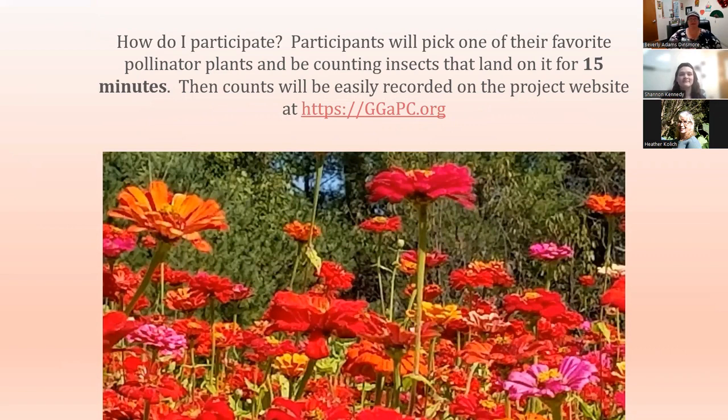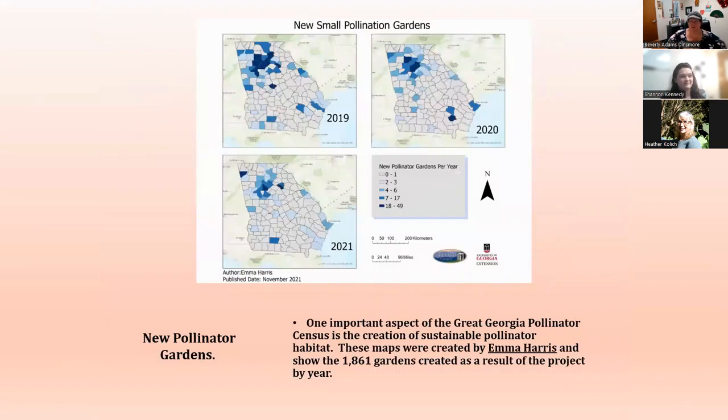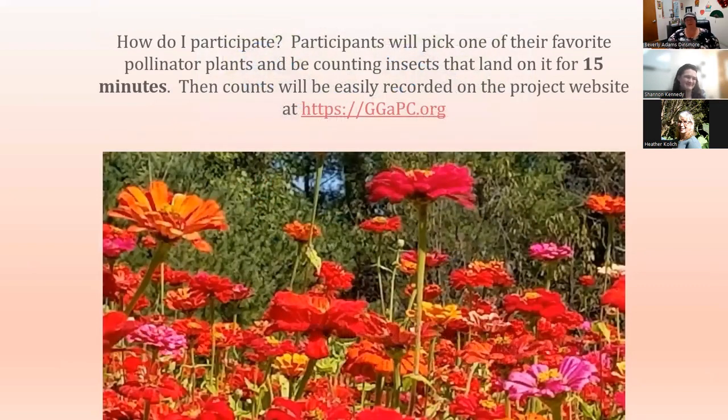How can you participate? You choose your favorite pollinator plant in your yard, and you sit there for 15 minutes and you watch that plant, and every time an insect lands on it, you count that. Then you go over to ggapc.org. You go to that website and you enter in your counts. I think you can do it all in one day, but ahead of time, go over to that website. Look at the information they have, the counting sheets, how you can identify the different pollinators, and you can register there as well.